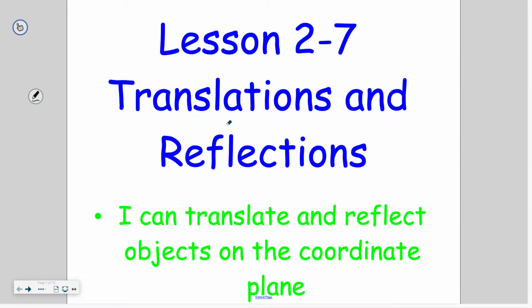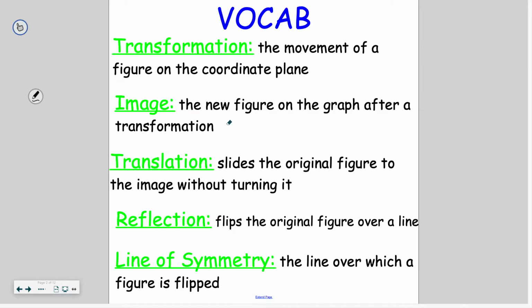Hello class, and welcome to lesson 2.7, which is about translation and reflections. By the end of today's lesson, you'll be able to translate and reflect objects on a coordinate plane.